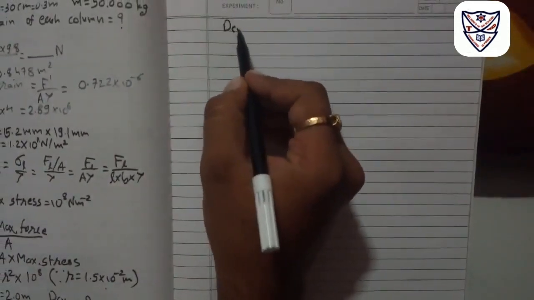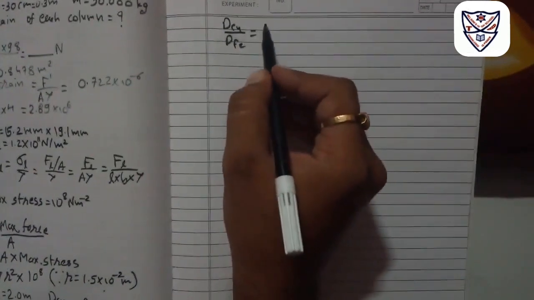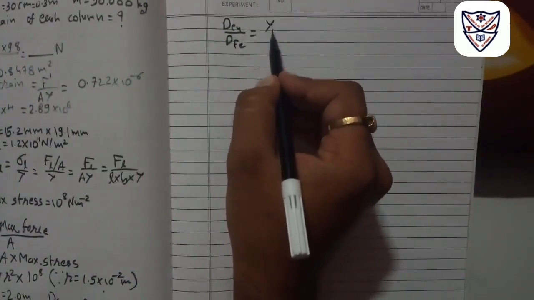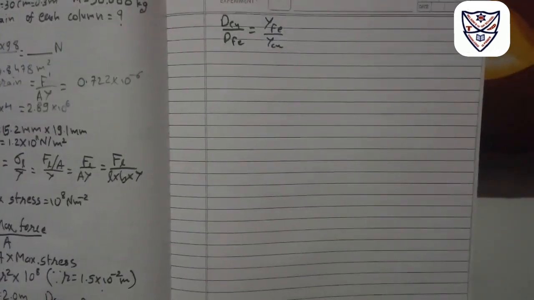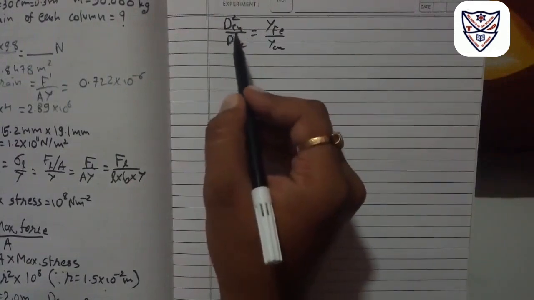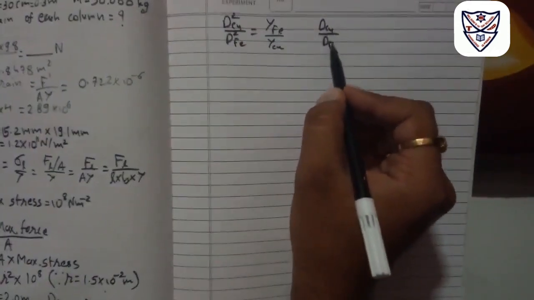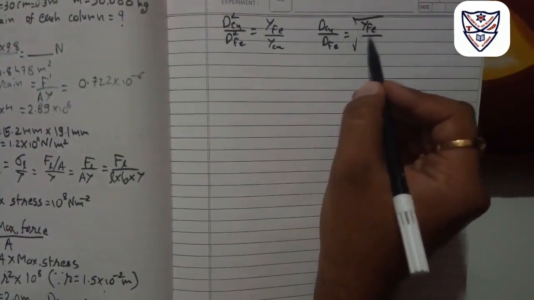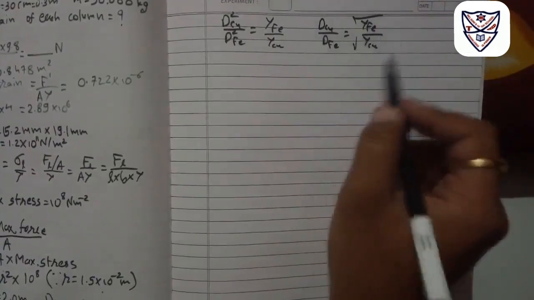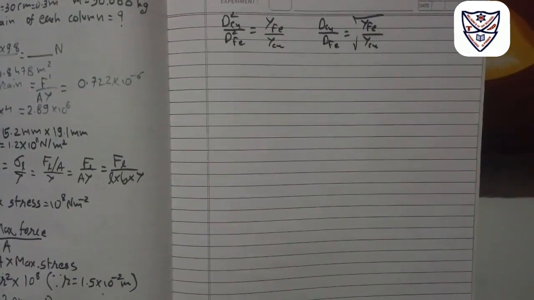So d copper upon d iron is equal to, we know, Y Fe upon Y copper, right? There was a square, so to find that we have to take the square root of this equation. So root of Y Fe upon Y copper. By putting all the values here, we can get the ratio of the diameter of copper and the diameter of iron.